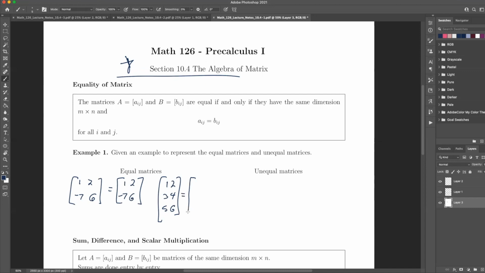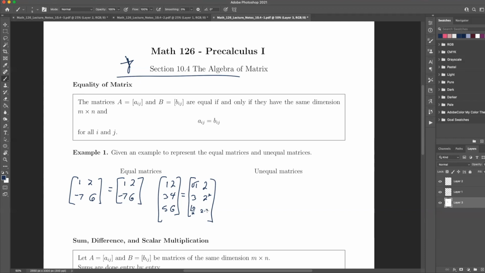Notice that the entries have to be equal, but they don't have to look the same. So I could have the square root of 1. Well, square root of 1 is 1. I could have 2. Well, 2 is 2. Here I have 3. Here I could have 2 squared. Well, that's 4. I could have 10 divided by 2. Well, that's 5. And then I could have 2 times 3. And that's 6.